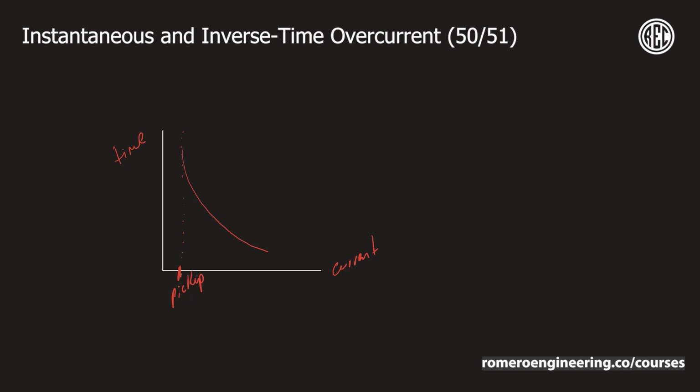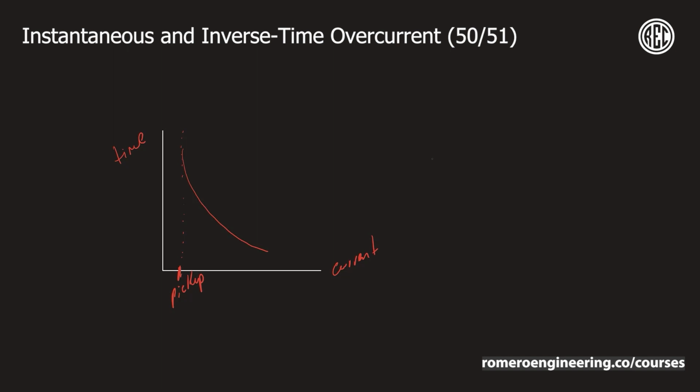All right, so what I want to do now is let's calculate the pickup of our 51P phase inverse time overcurrent element. And again, we're going to be using a 150% margin or 50% margin. So we're going to set it at 150% of the maximum rating. So we can calculate this as follows.